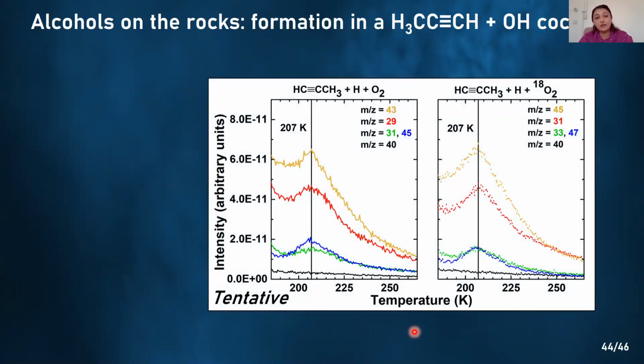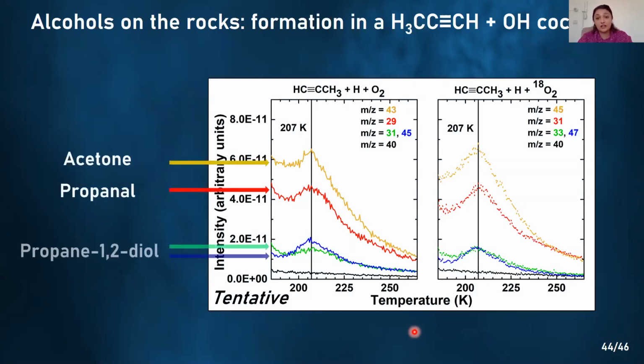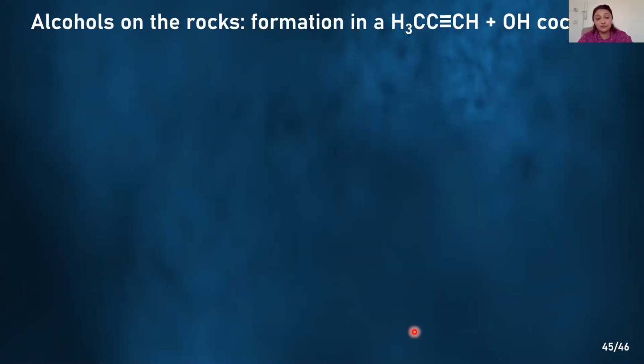Propanediol has a desorption temperature of around 205 Kelvin, and we see peaks of acetone, propanal, and 1,2-propanediol at 207 Kelvin. So by puzzling together the experimental products and computationally derived activation barriers, we're able to construct a formation network that is most likely occurring in the experiment.